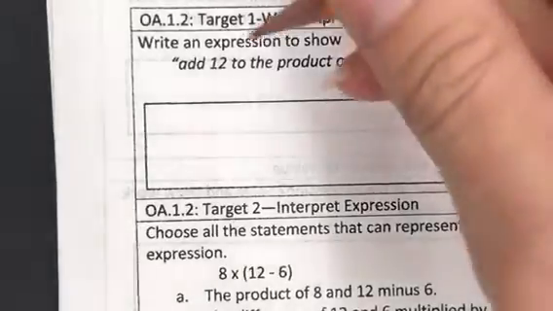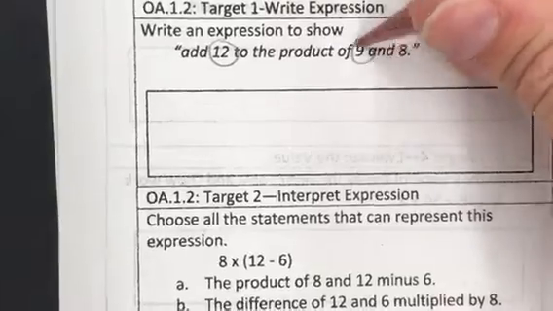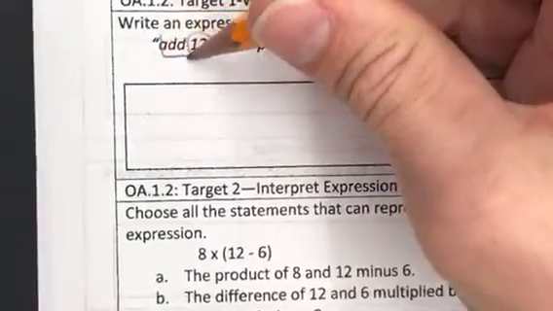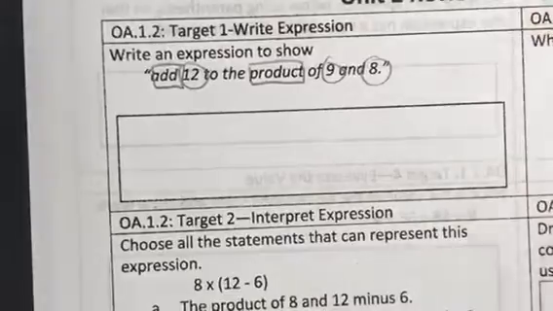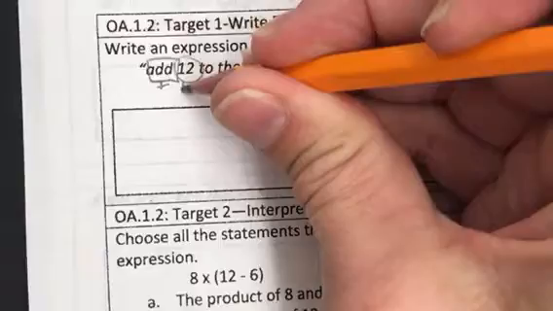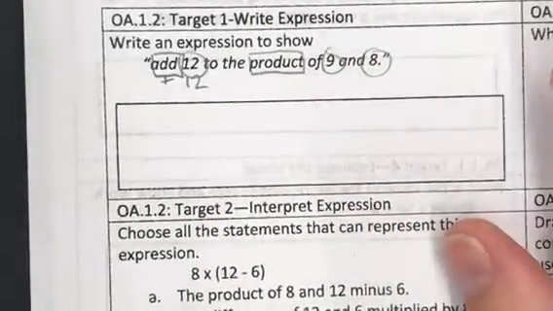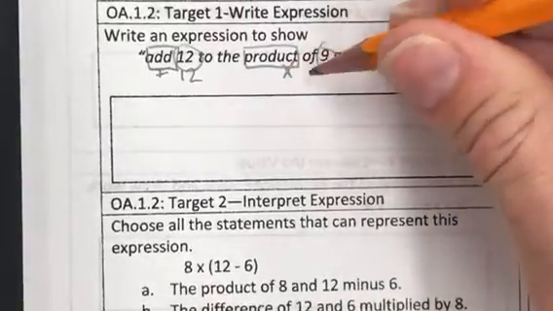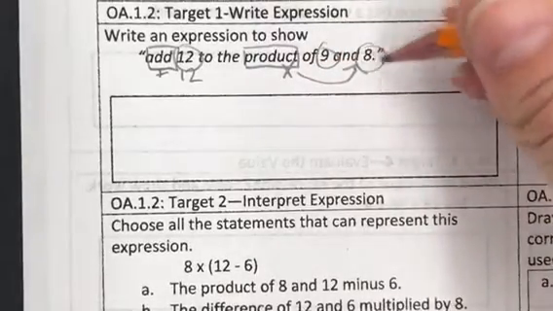So the strategy that we talked about is we're just going to do much like we do with cubes. I'm going to circle my key numbers: 12, 9, and 8. I'm going to box my operation words. And now I'm going to evaluate an expression. I know that the word add tells me that I'm adding 12, so plus 12. And I know that product tells me that I'm looking for the answer when I do what operation? Right, product tells me that I am looking for the answer when I'm multiplying. So I am going to find the product of 9 and 8.